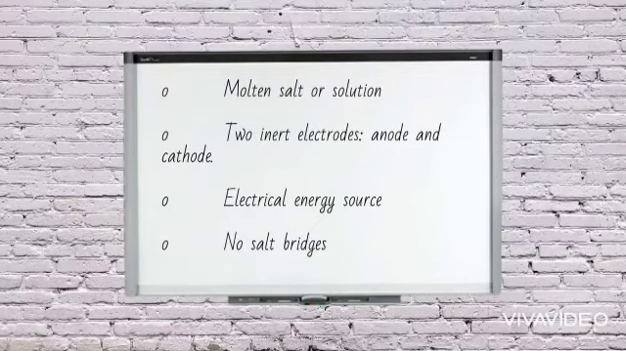Electrolysis usually involves a medium such as molten salt or an aqueous solution where the reaction occurs. It also involves two inert electrodes, the anode and the cathode, which help in moving and transferring the electrons from one side to another. And an electrical energy source such as a battery powers the reaction itself. It does not really involve any salt bridges, unlike the galvanic cell.